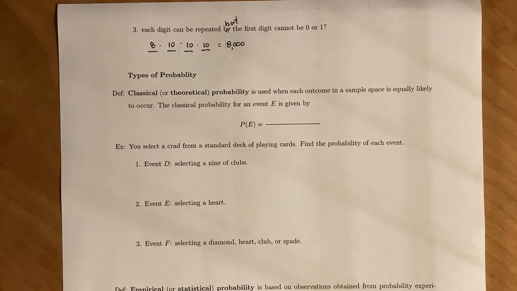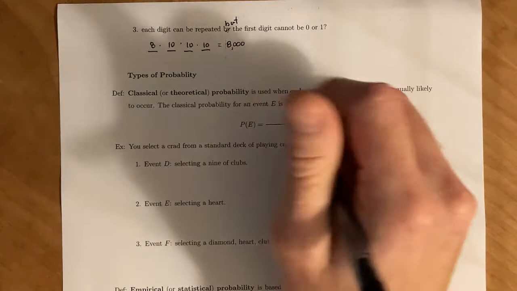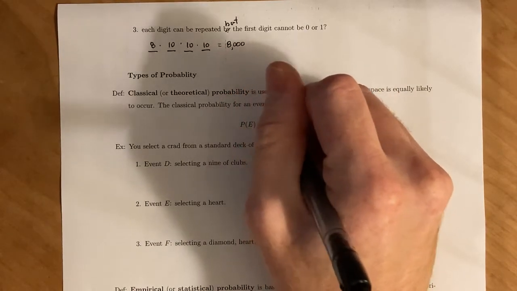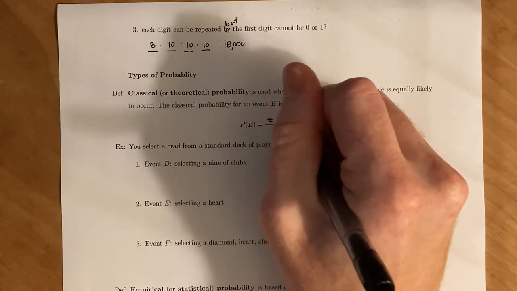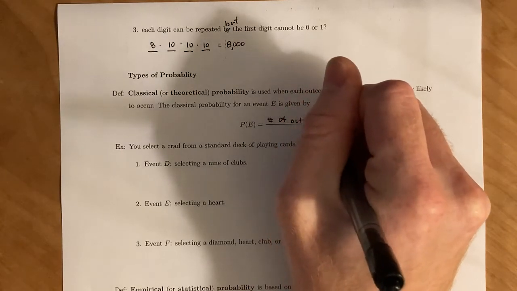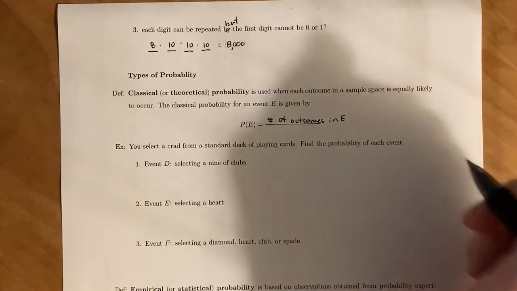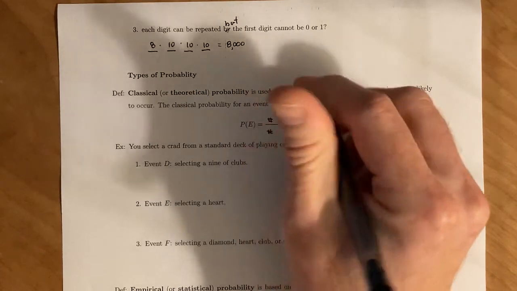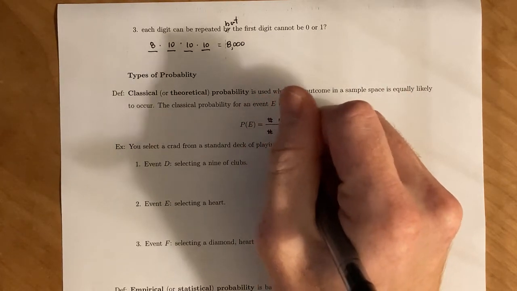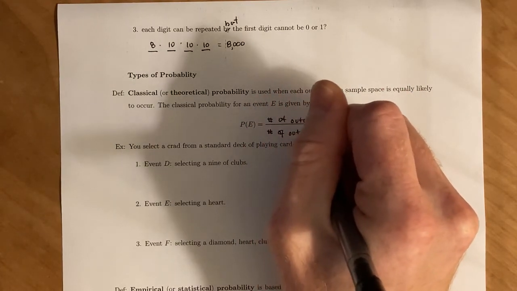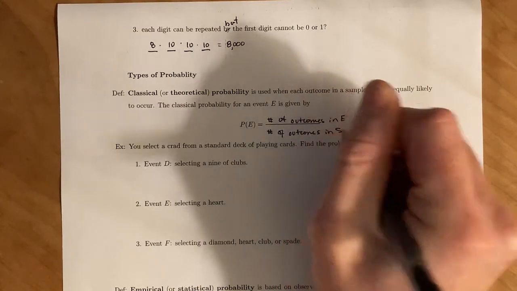So the classical or theoretical probability is used when each outcome in a sample space is equally likely to occur. The classical probability for an event E is given by a fraction, and it's going to be the total number of outcomes in E over the total number of outcomes in the sample space S.